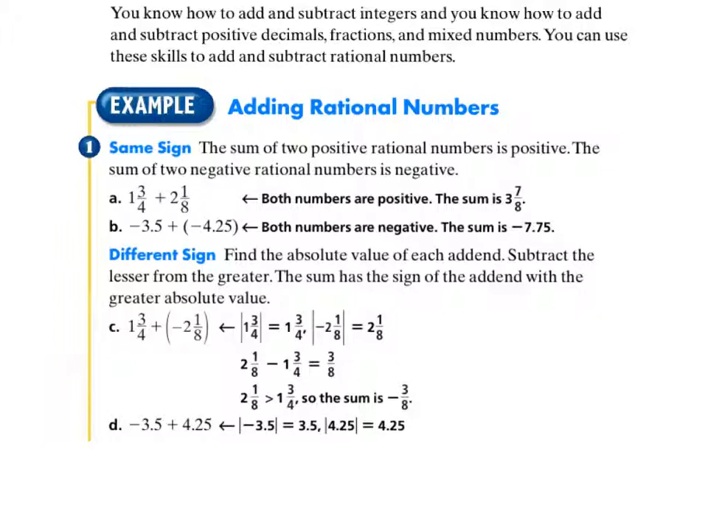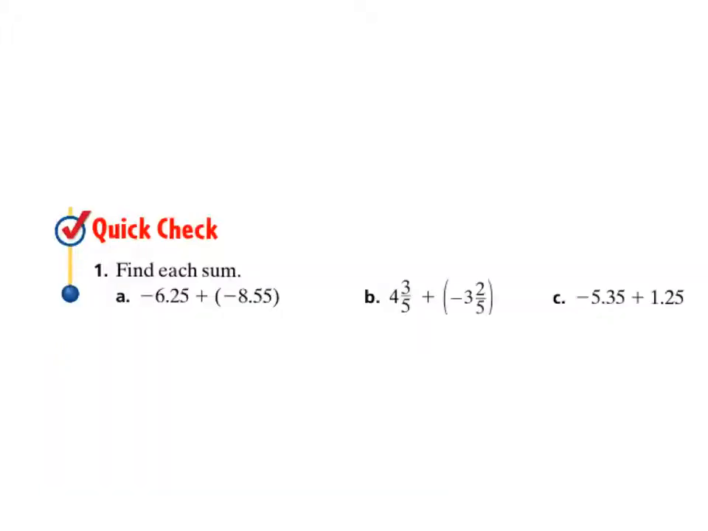Lastly, let's look at negative 3.5 plus positive 4.25. So the absolute value of negative 3.5 is positive 3.5, and the absolute value of 4.25 is positive 4.25. So if I subtract those two numbers, I get a distance of 0.75. And since the bigger number was positive, the sum is also positive. Pause the video and do this quick check in your notebook.